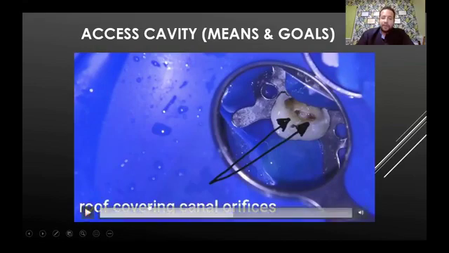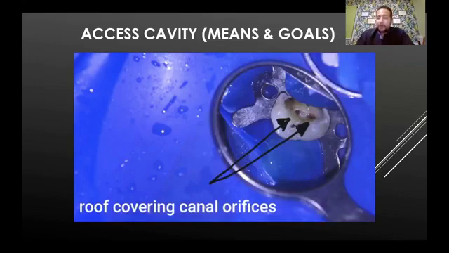Second, the roof is covering the canal orifices. You need more space to deroof the canal orifices. To look for extra canals, to clean the isthmus, you need room. So this access cavity will not help you in managing or searching for canals.